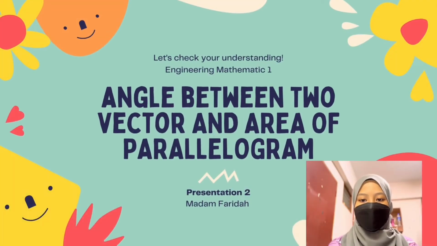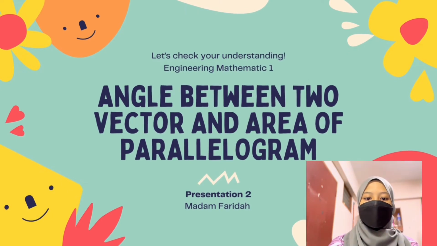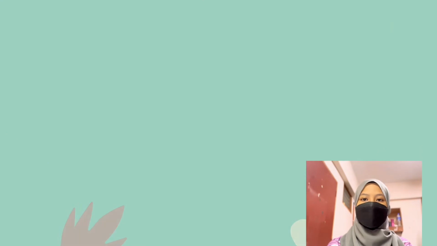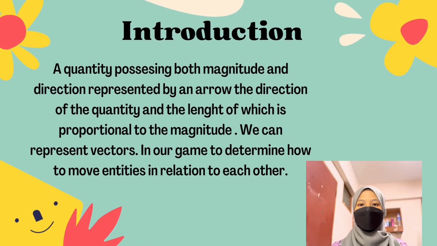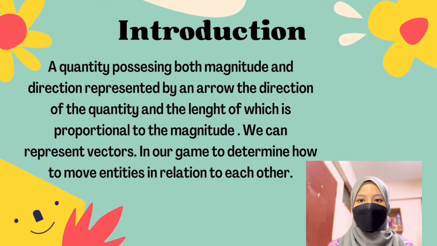Our topic for presentation 2 is angle between two vectors and area of parallelogram. Next is introduction. A vector is a quantity possessing both magnitude and direction, represented by an arrow, the direction of which is the direction of the quantity and the length of which is proportional to the magnitude. We can represent vectors in our game to determine how to move entities in relation to each other.